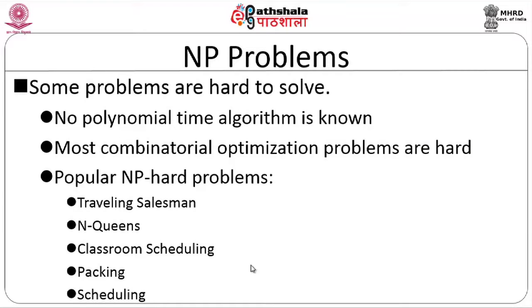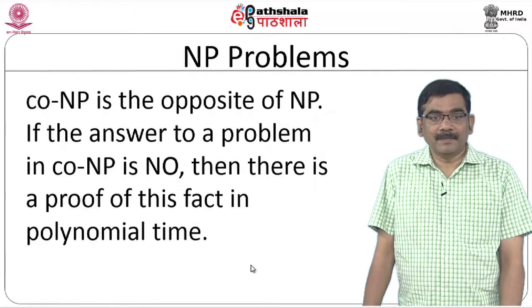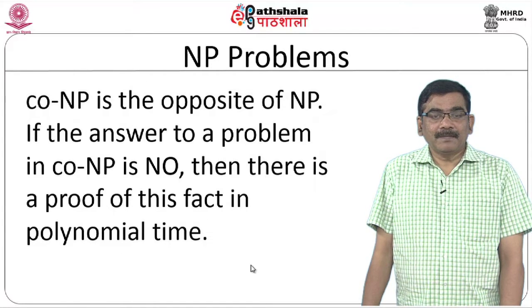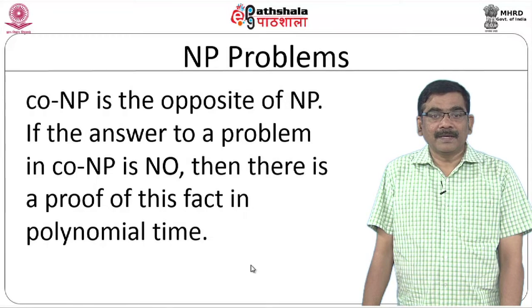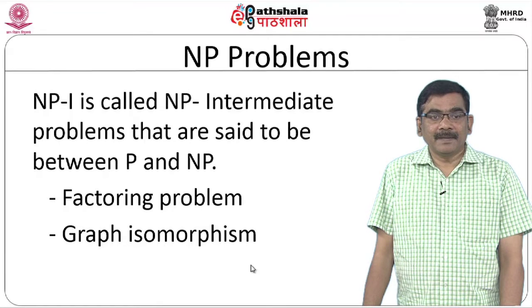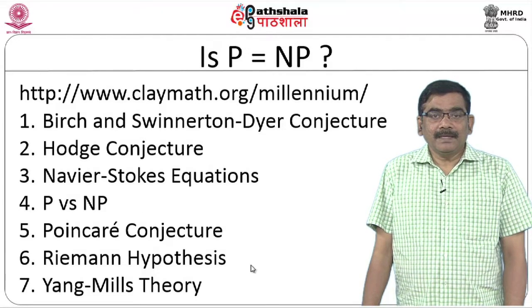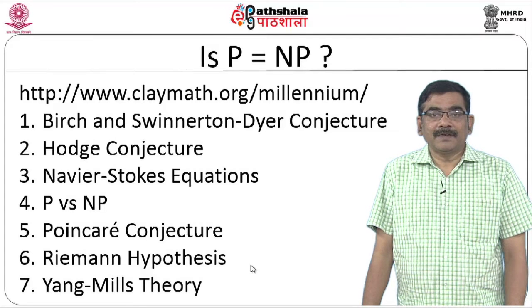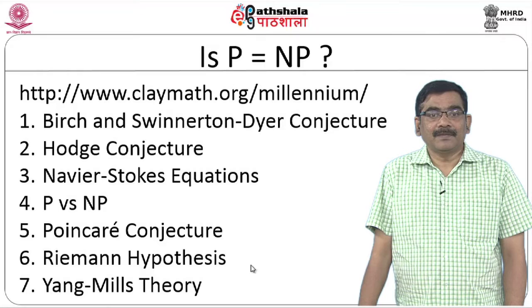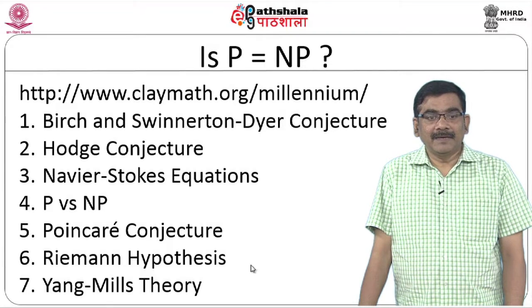Many problems are hard to solve. Some of the problems given are the traveling salesperson, the N-queen problem, classroom scheduling, packing, as well as scheduling problems. The other classes coming under this hierarchy are co-NP, which is the opposite of NP, and NPI, the intermediate problems like factoring and graph isomorphism. The whole thing revolves around the question of whether P is equal to NP. In other words, can we make the equivalence of this?